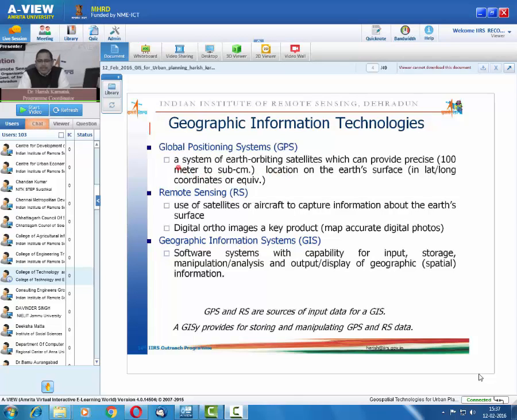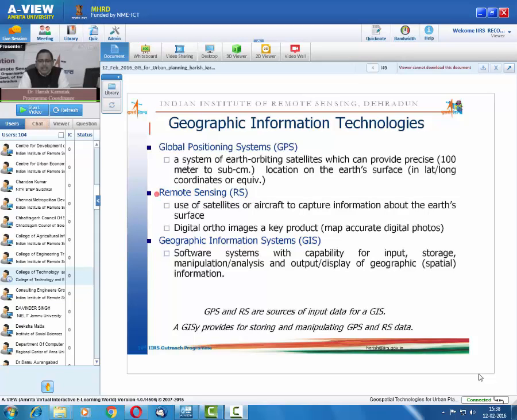By definition, it is a system of Earth-orbiting satellites which can provide the precise location on the Earth's surface in the form of latitude and longitude. So here the accuracy also matters. Sometimes you can achieve from 100 meters to sub-meter or sub-centimeter accuracy through this GNSS technology, either through GPS or IRNSS. The next important component in geographic information technology is remote sensing.